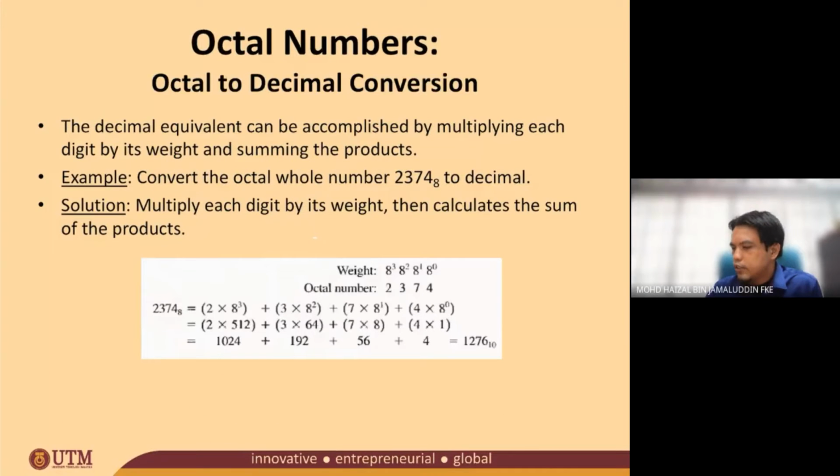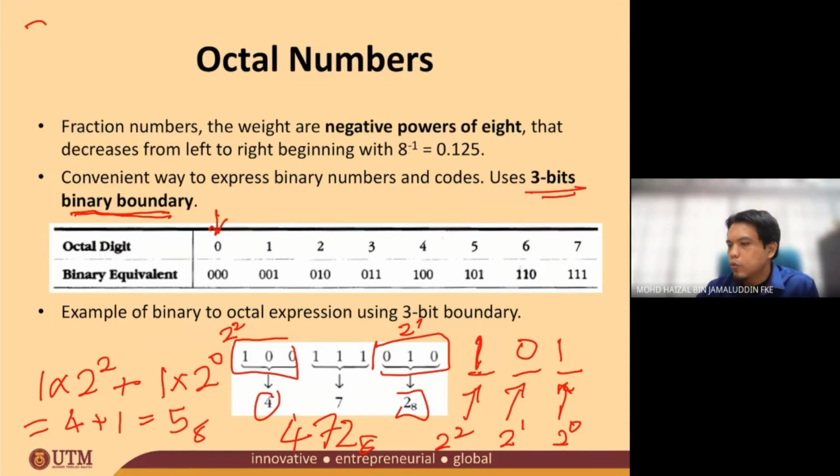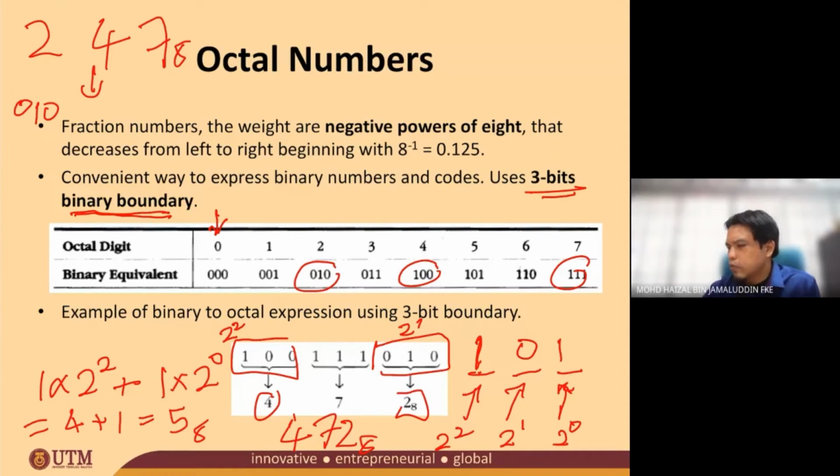And if you want to change from octal to binary, for example, this 2, 4, 7, 8. So how do you change to binary? You just refer to this 2, 4, 7. So you can write 0, 1, 0, 100, and 1, 1, 1.